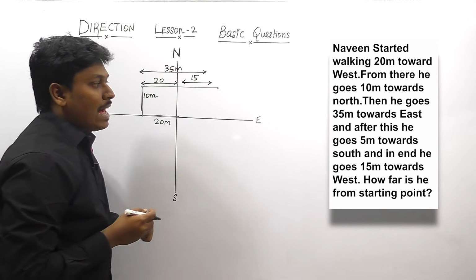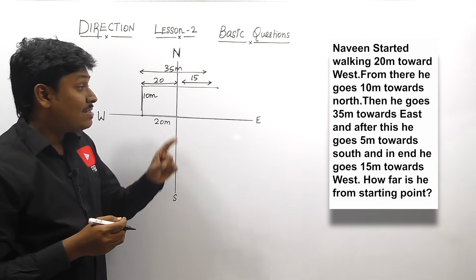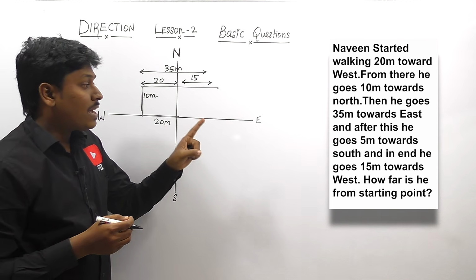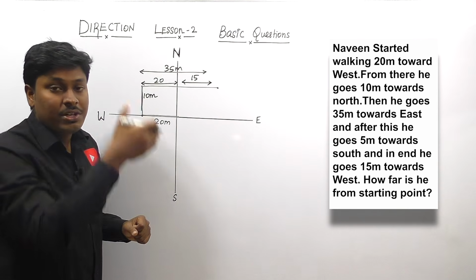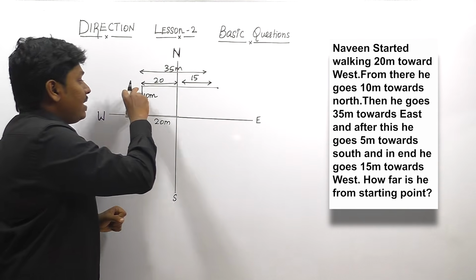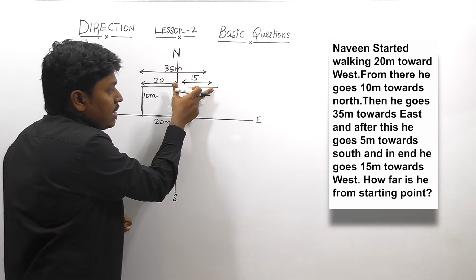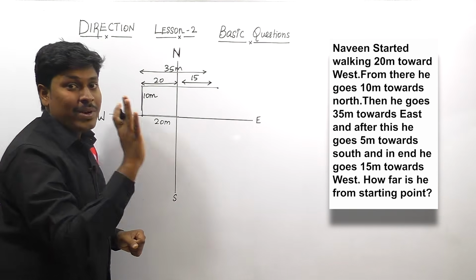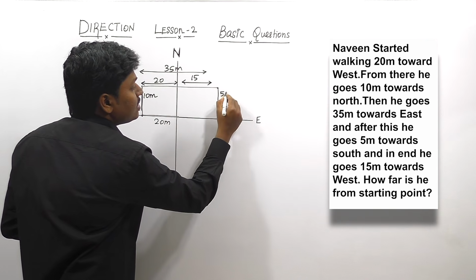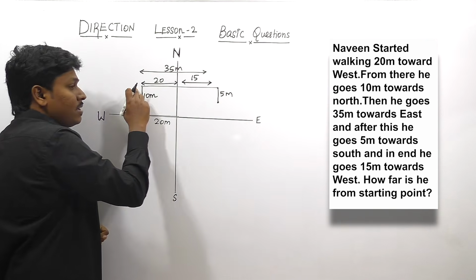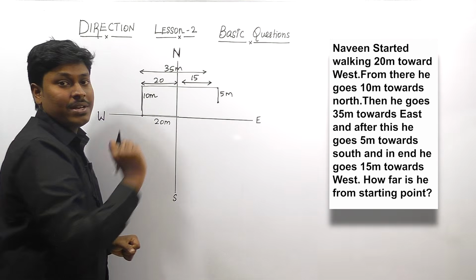Okay friends, and after this he goes 5 meters. So friends, listen carefully. After this he goes 5 meters towards south. So from here he is traveling 5 meters towards the southern side. Friends, listen carefully. This is 10 meters. From here moving towards the southern side only 5 meters. So we can surely say that this will be 5 meters. Friends, got the logic? Why? Because this is 10 meters, so 5 meters should be half the length.